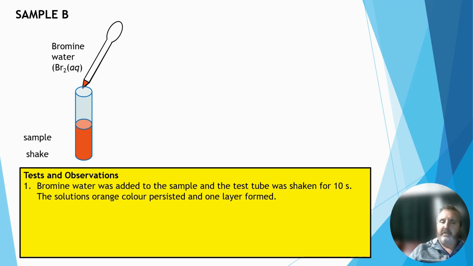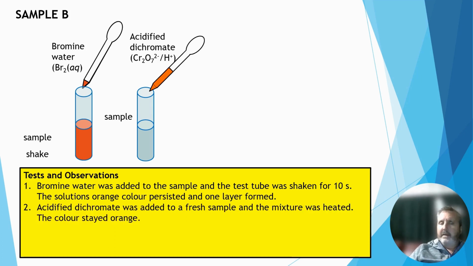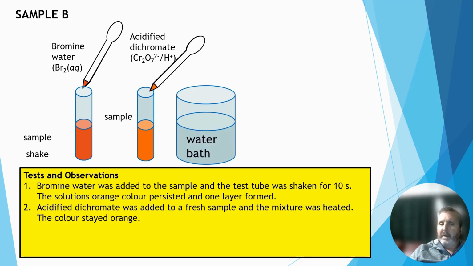So I take a fresh sample, and then I add my acidified dichromate. Remember, it's either going to be in a bottle that's already acidified, or you're going to have to add some dichromate and then some acid. And then I put it into my water bath. I leave it there for 5 minutes. Hey presto, stays orange. So we've now had 2 negative tests. Stays orange means there is no OH functional group in this molecule.